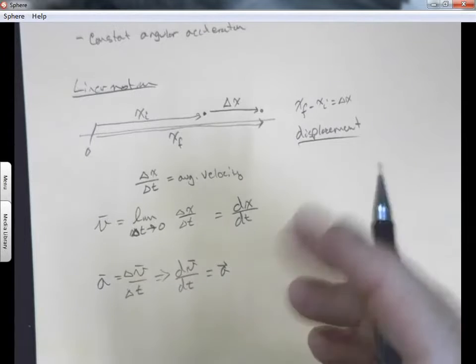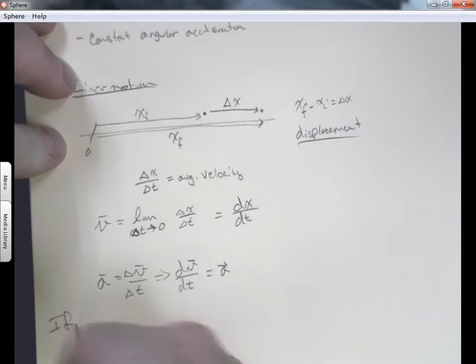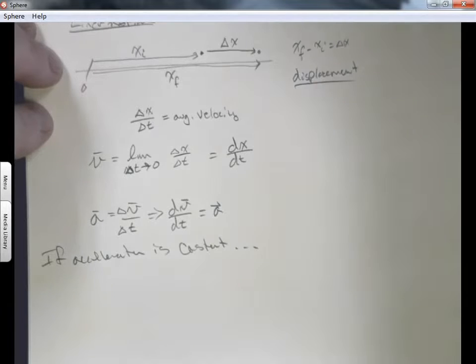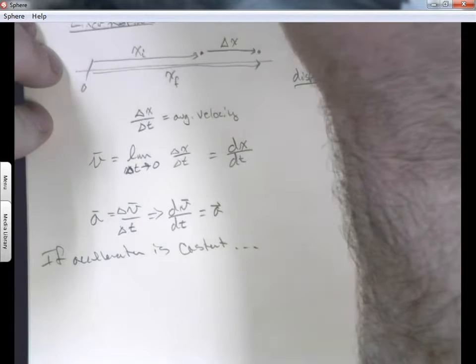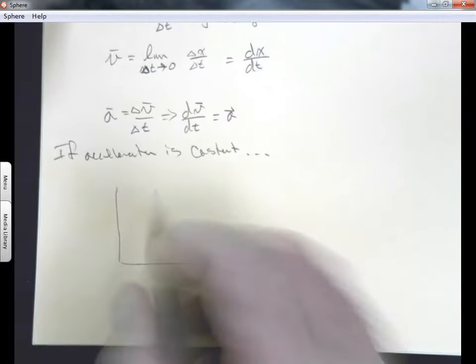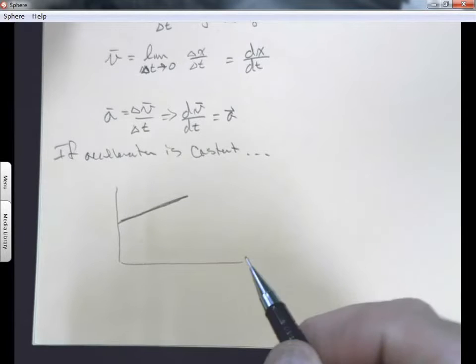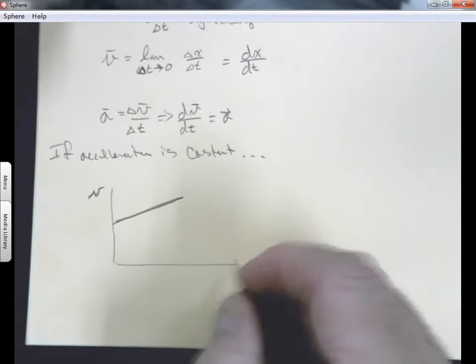Now, if our acceleration a is constant, then we have a situation where, let's say here's our velocity time graph, and the slope of this line, because it's straight, represents a constant acceleration. This is v, and this is t.